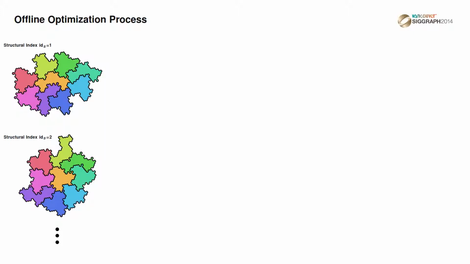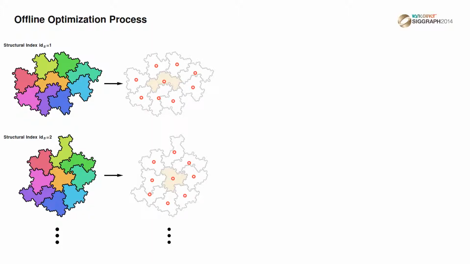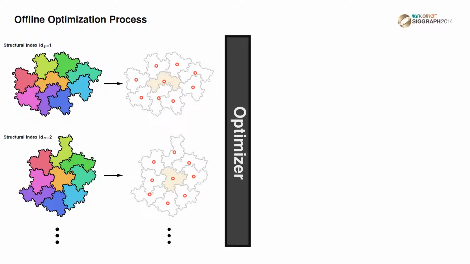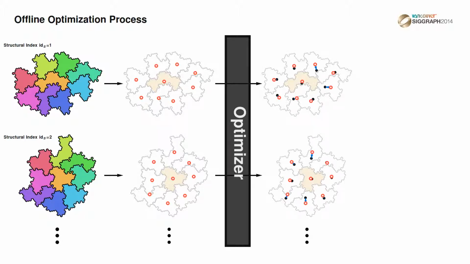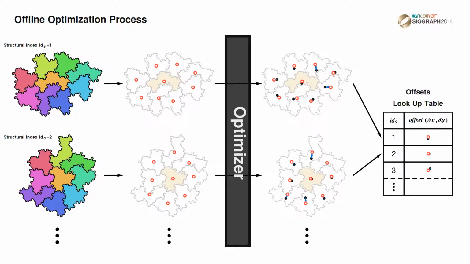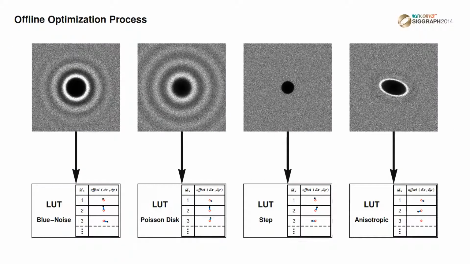From each irregular trihex in our library and their possible neighbors, we generate a collection of patches characterized by unique structural indices. Each such patch contains a set of tile centroids to be optimized, after which the offset between the basis position and the optimized one is stored in a lookup table sorted by structural indices. There is one such lookup table per target spectrum optimization.